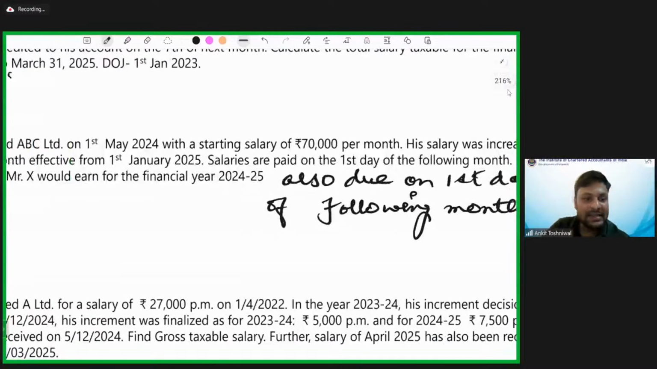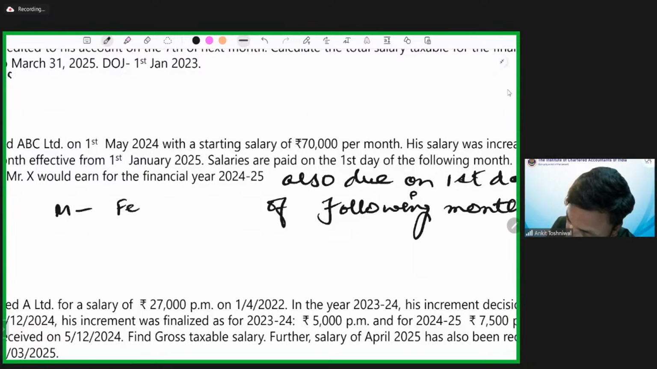See, again salaries are due in the next month and issued in the next month. So we have to cover salary from March to Feb. Correct? Is this correct?